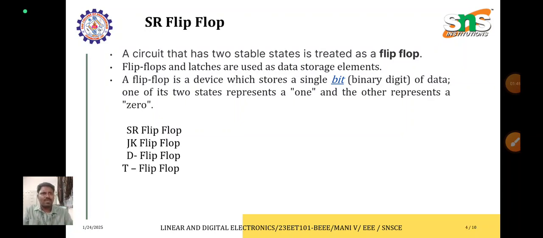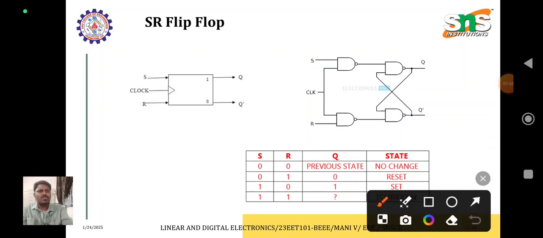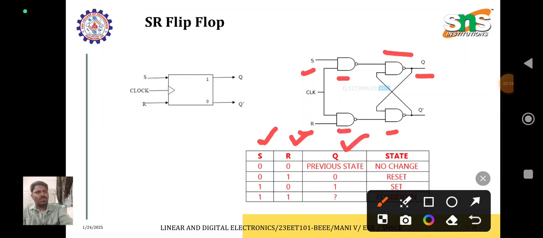This is an SR flip-flop. Here we design the circuit by using 4 NAND gates. There are 2 inputs, S and R. The possible inputs are 0 0, 0 1, 1 0 or 1 1, and the outputs are Q and Q bar, which is the opposite of Q.